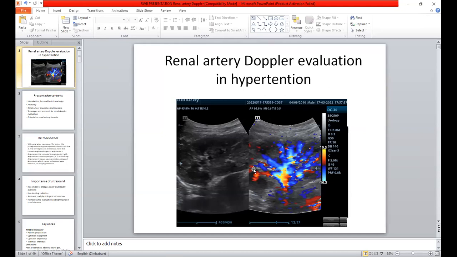Our talk for the day is renal artery Doppler evaluation. And I've chosen to be specific for patients with hypertension.